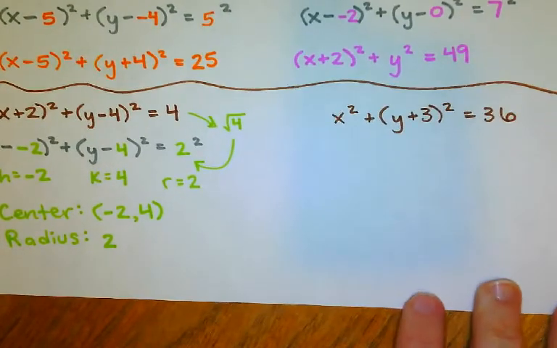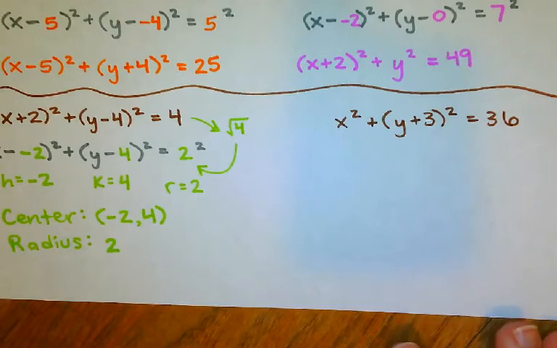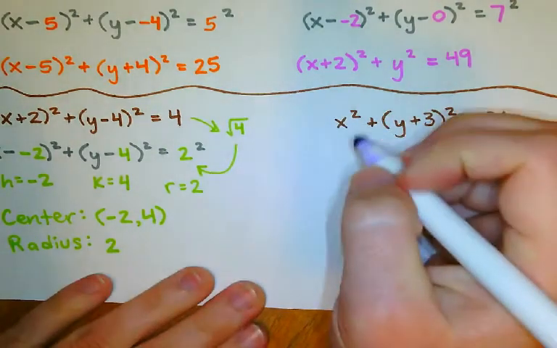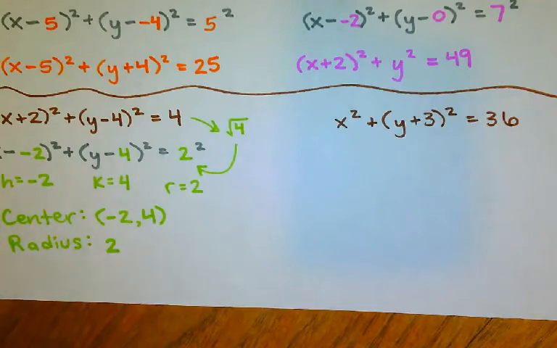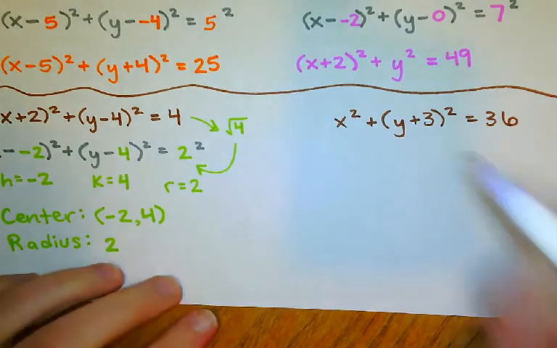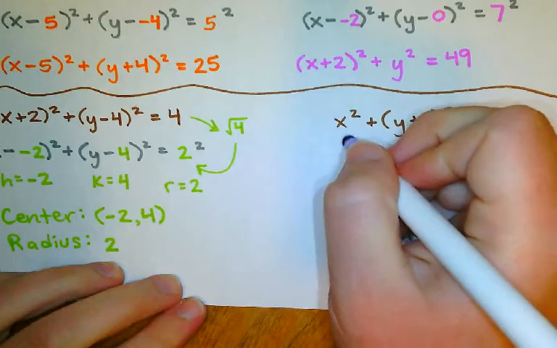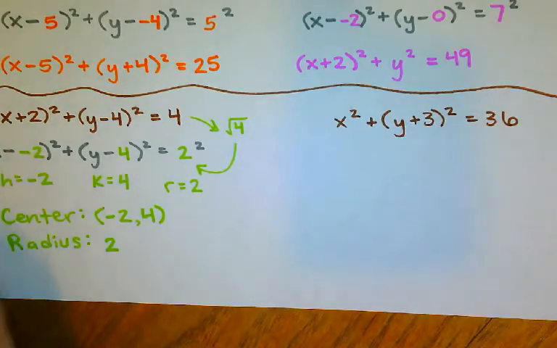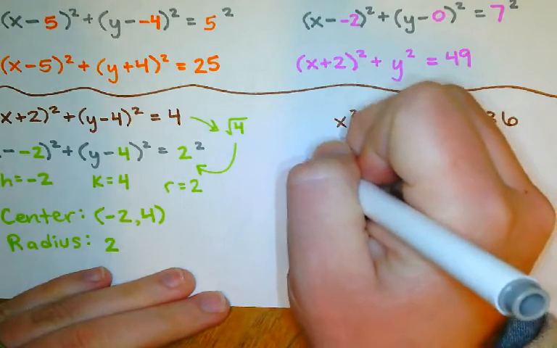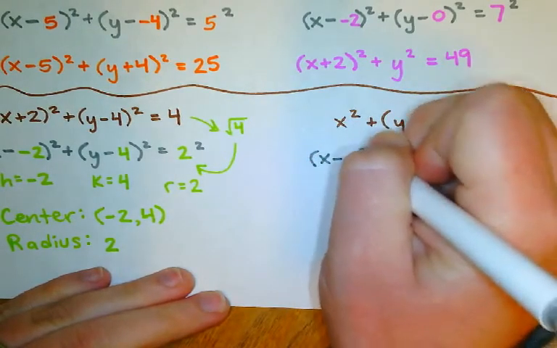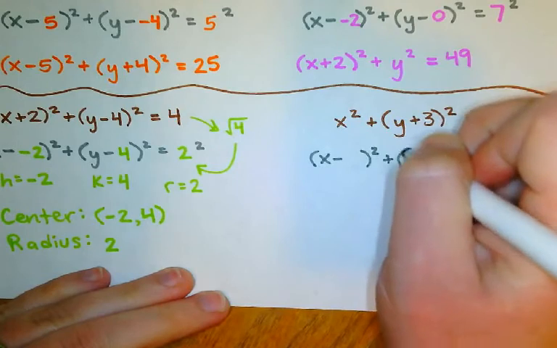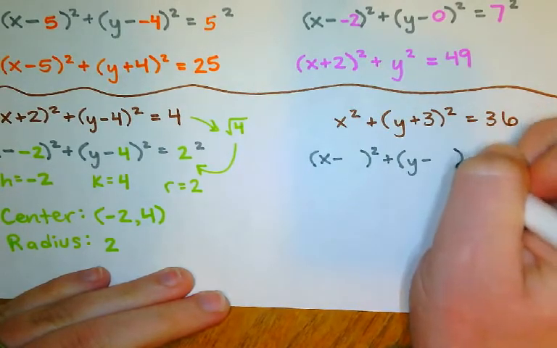Alright, if we've got a circle equation like this and we want to find the center and the radius, remember our skeleton is going to be opposite of what we see in those parentheses. So here with our x, we just have this x squared. So I'm gonna draw out my skeleton here.